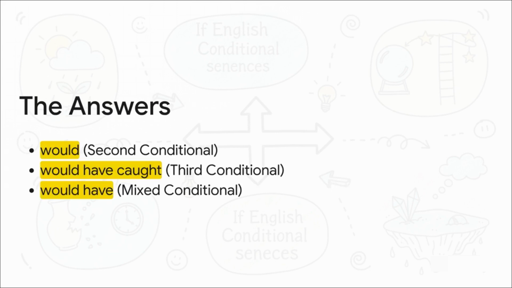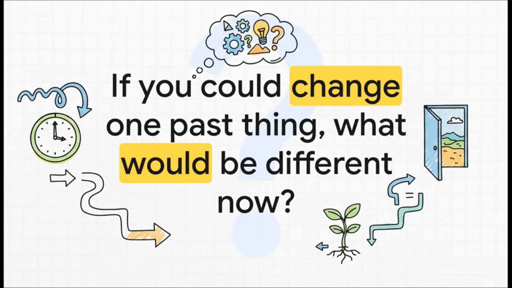And the answers are would fly. That's a classic second conditional. Would have caught, a third conditional for a past regret, and would have talked, that tricky mixed conditional, connecting a present feeling to a past action. So, how'd you do?